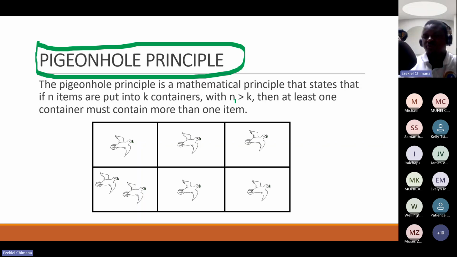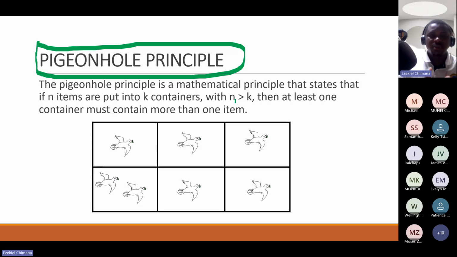So in other words, we've got a number of containers, and then the number of items that you want to put into containers, right? Putting one into each and every container, right? But if n is greater than the number of containers, it means that there is always one container which is going to get more than one item. So that's the basic of the pigeonhole principle.